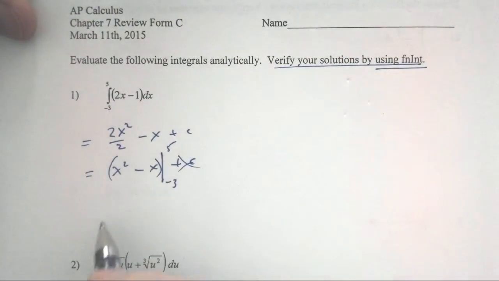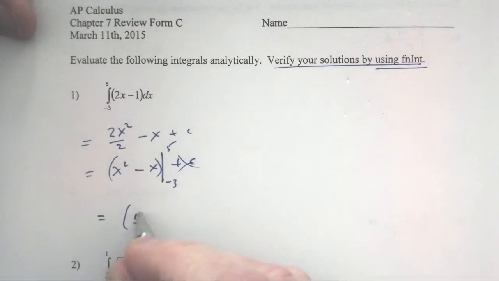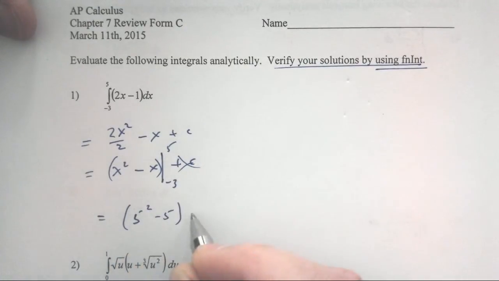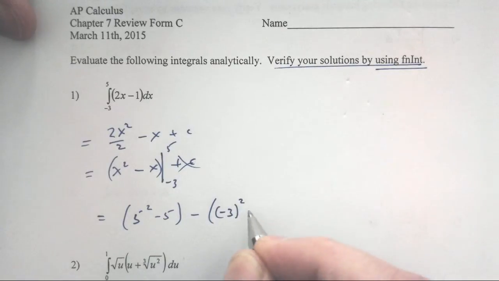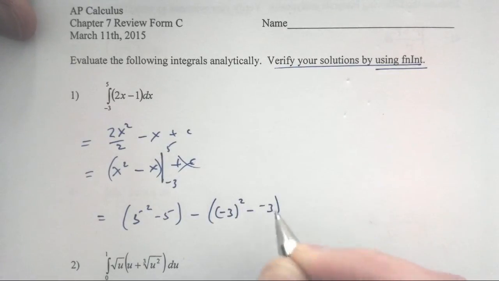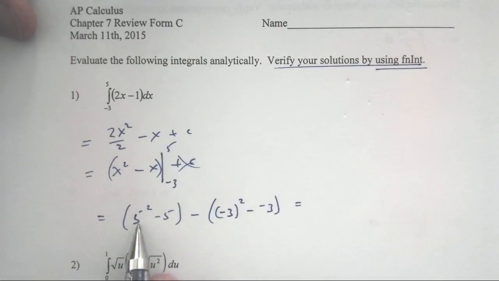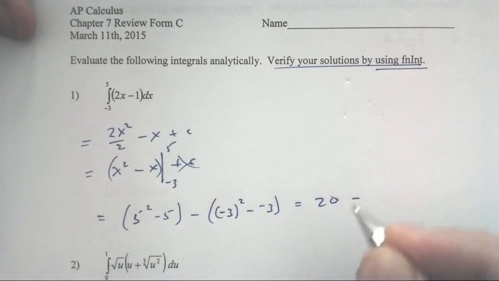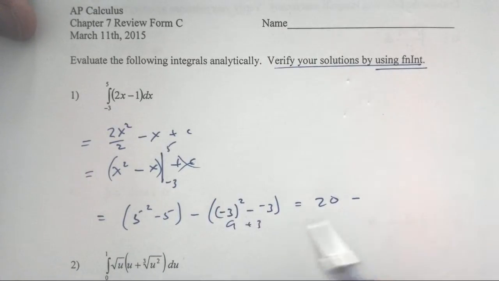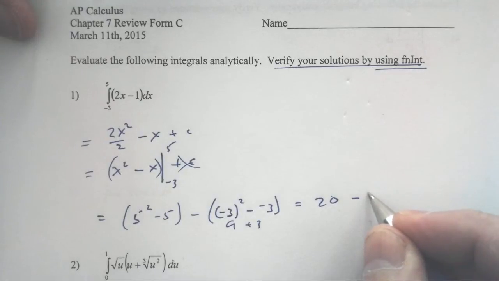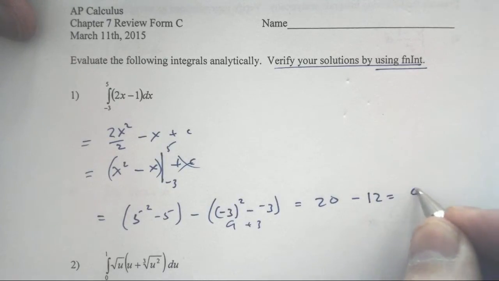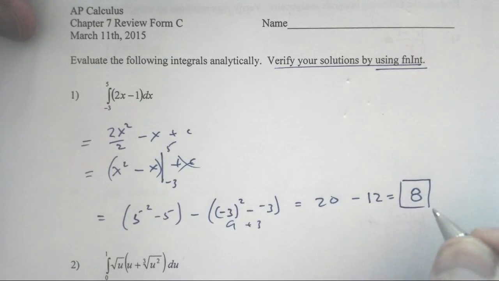So we end up with 5 squared minus 5 minus negative 3, all of it squared, minus negative 3. For 25 minus 5, 20, minus 9 plus 3, 12, or a final answer of 8.